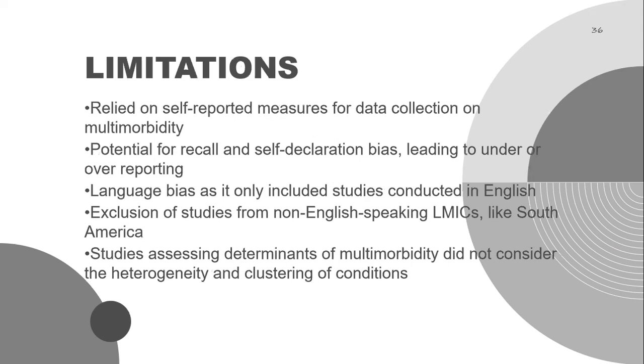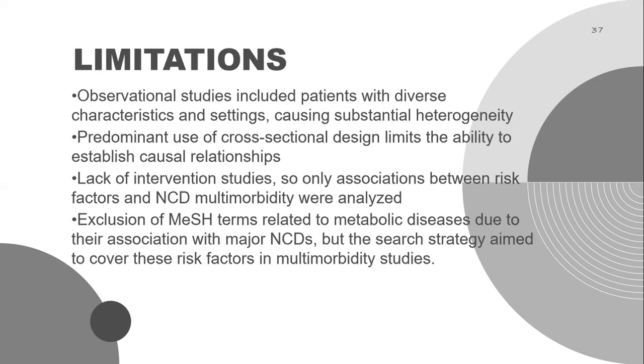There are also some limitations of this systematic review. It relied on self-reported data collection on multimorbidity, with potential for recall and self-declaration bias leading to under- or over-reporting. There is language bias as it did not include studies conducted in languages other than English, excluding studies from non-English-speaking LMICs like South America. Studies assessing determinants of multimorbidity didn't consider the heterogeneity and clustering of conditions.